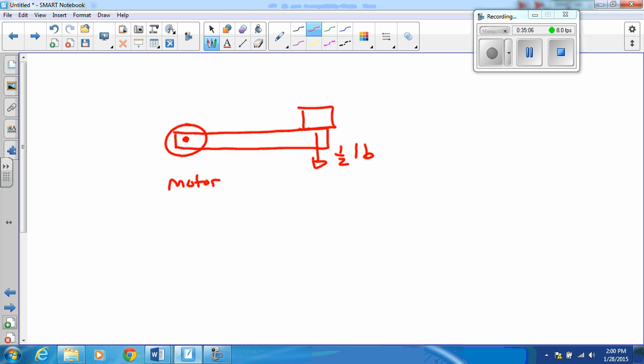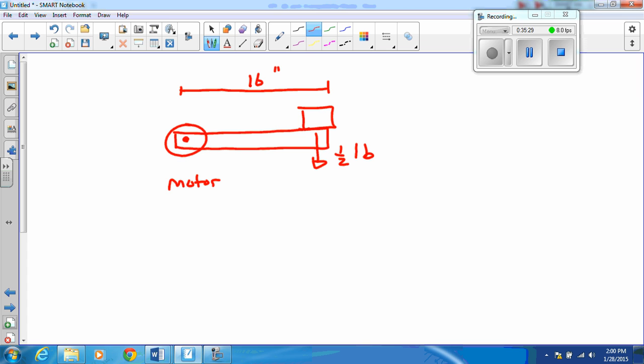In robotics, unfortunately, we end up having to work in terms of pounds and inches a whole lot. And then you got to worry about ounces. How many ounces are in a pound? 16. Okay, good. So we have a 1/2 pound weight. We're going to have a 16-inch distance right here.